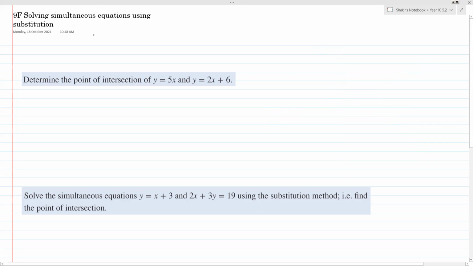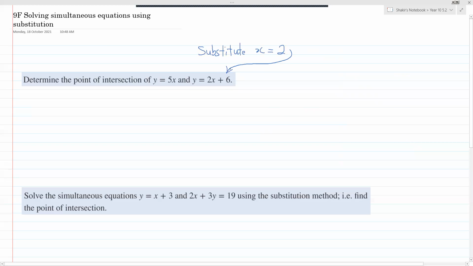Now, the idea is you want to put one equation into the other equation. And the way we'll do that is as follows. We know that y equals 5x, and we know y equals 2x plus 6. And now imagine I said to you, we're not going to do this, but just imagine I said to you, substitute x equals 2 into there. Imagine I said that to you, just imagine. Then what would you do?